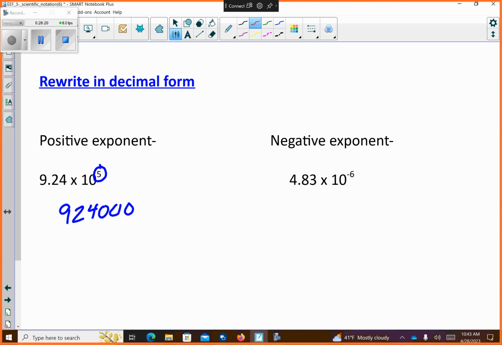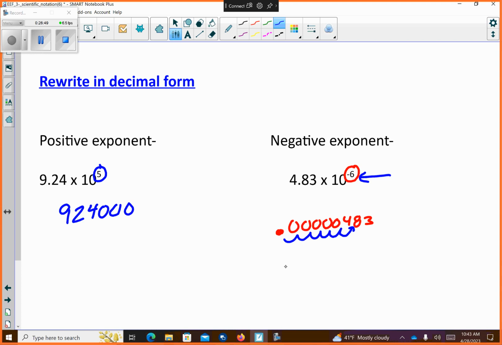How many places am I going to move my decimal on this one? 6. It's a negative exponent, so it means it's going to move to the left. So I have to add some zeros. So I'm going to put a decimal. I'm going to go 1, 2, 3, 4, 5, 4, 8, 3. Now this is how you can double check if you made it right. If I move this back, 1, 2, 3, 4, 5, 6, is that the same as that?